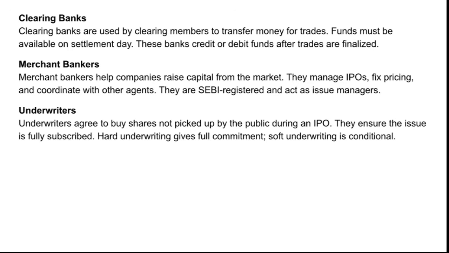Hard underwriting gives full commitment and soft underwriting is conditional. So underwriting can be of two types. One is called full commitment. That basically means that even if one share is not getting sold, I will take that complete 1,000. That is full commitment. Soft underwriting could be like, okay, I am ready to take up to 50% or 30% of the shares. At least 70% you should be able to sell by yourself. That's called soft underwriting.